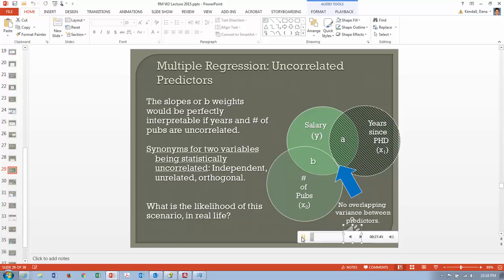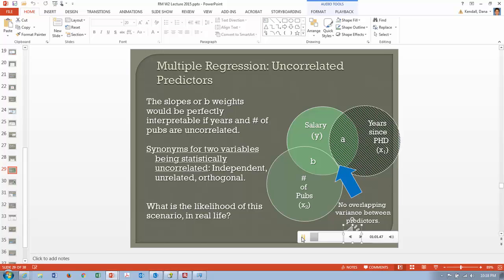So we have the variability in salary illustrated by the circle, and that's our DV that we're trying to predict. And then we have years since PhD as the first variable, the first predictor, and that is depicted by the one that has those little lines through it. And then the other predictor is the number of publications that a person has. And that's our second predictor, and again the circle represents all of the variability in that variable.